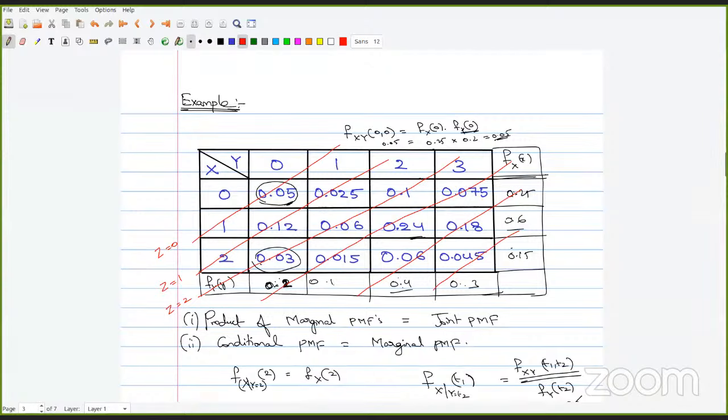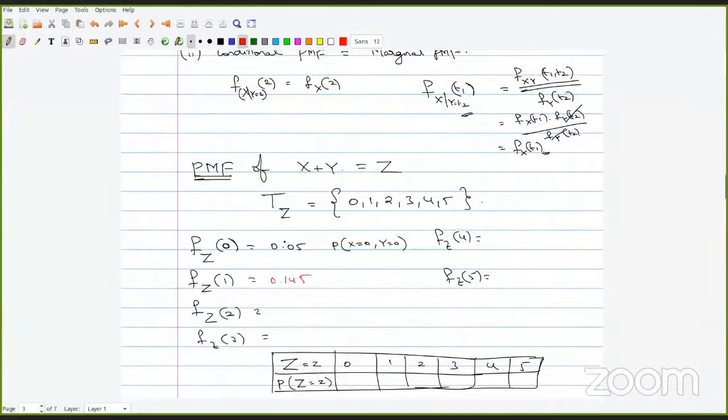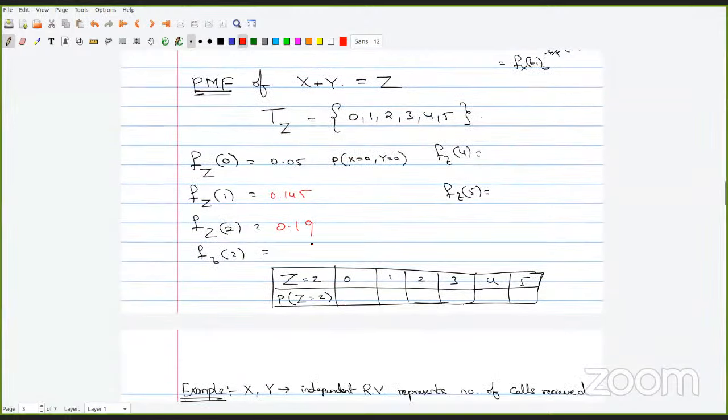Similarly, for 2, we have three possible cases. X can take 0 and Y can take 2. And X can take 1, Y can take 1. And X can take 2, Y can take 0. There are three possible cases, so you should add all the three cases' probabilities. Each case has probabilities 0.1, 0.06 and 0.03. So this will sum up to 0.19. And this is F_Z of 2.